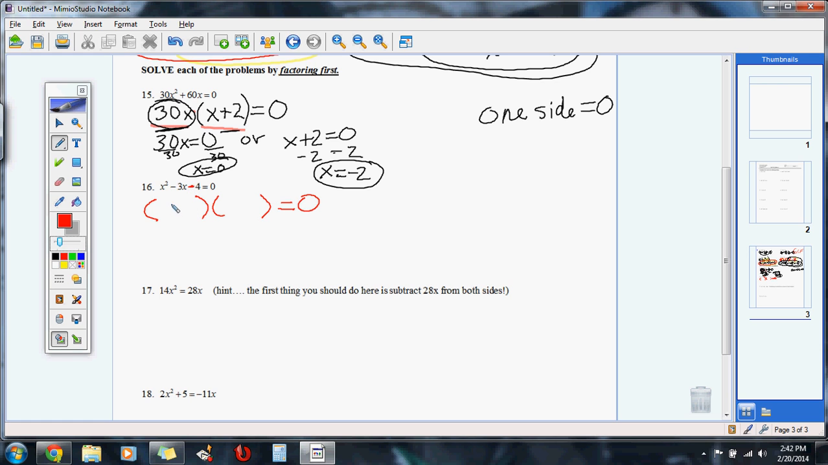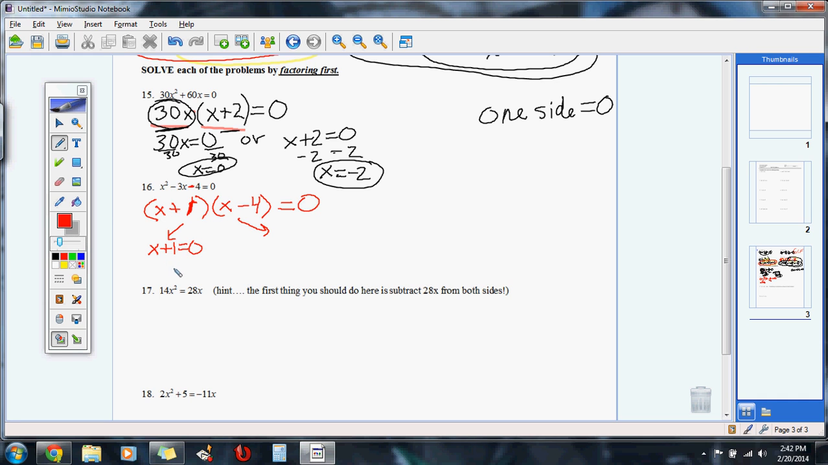Minus sign right here means plus and minus. X in the first slot, X in the first slot. Factors of 4 that get me to 3, I can actually kind of think about this and know that a -4 and a +1 are going to be those two factors there. I can FOIL this to make sure I'm right, but I am right here. And then I have something times something equals 0, so one of those two things has to be 0.